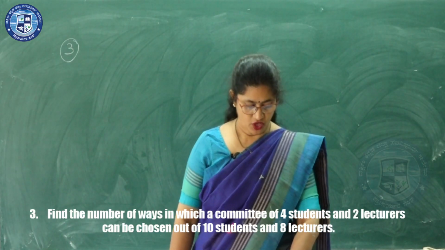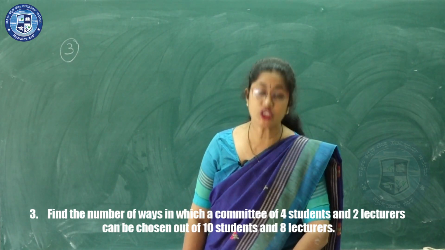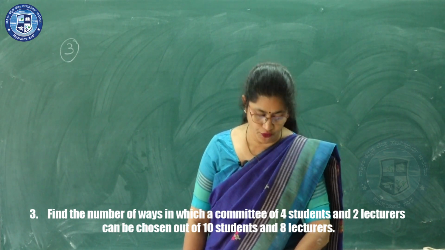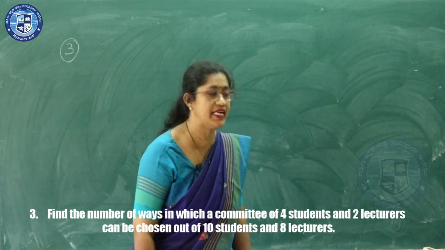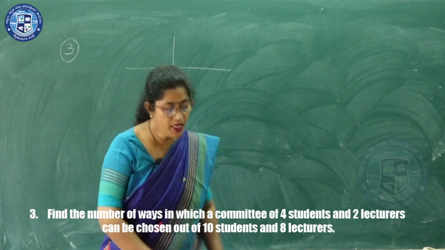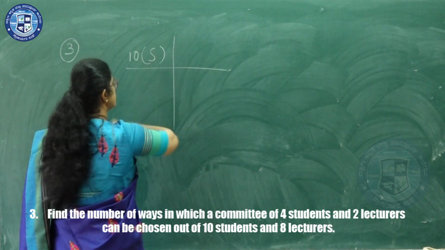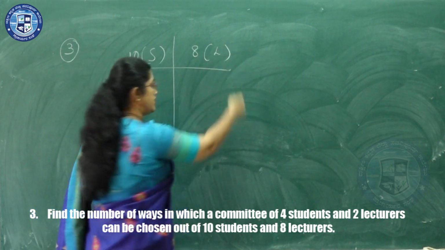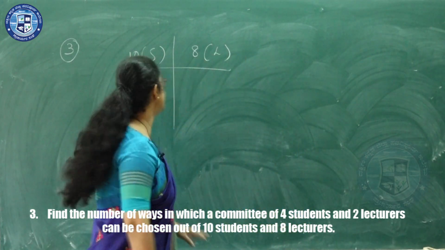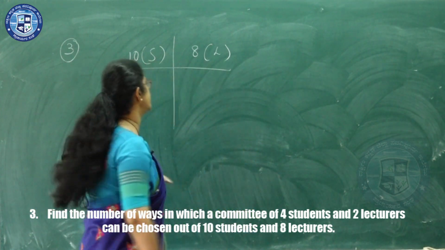Question 3. Find the number of ways in which a committee of 4 students and 2 lecturers can be chosen out of 10 students and 8 lecturers. Let us see first what is given. How many people are there? Totally there are 10 students and 8 lecturers. I have to form a committee in such a way that I choose 4 students and 2 lecturers.